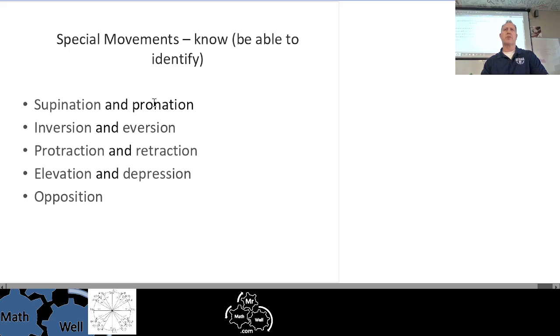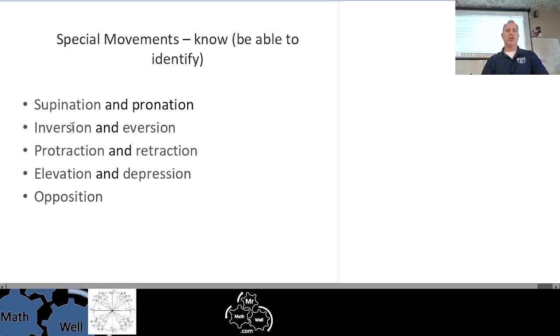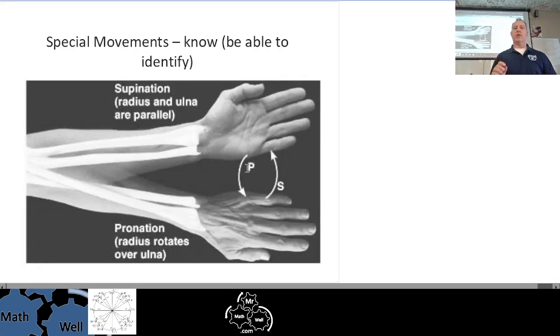Supination and pronation. Do you remember supine and prone? When you're laying on your face and you're laying on your back, which one was which? Prone is face down, supine is face up. Inversion, eversion, protraction, retraction, elevation, depression, and opposition. I'm going to show you diagrams for each of those as well. As we go through, if you want to jot down some of these special ones in your notes, I'm giving you time to do that right now.